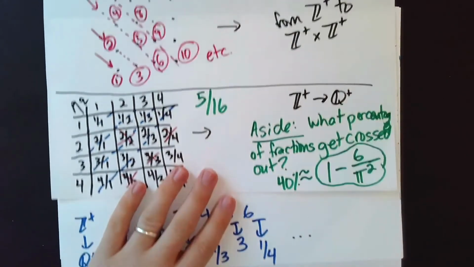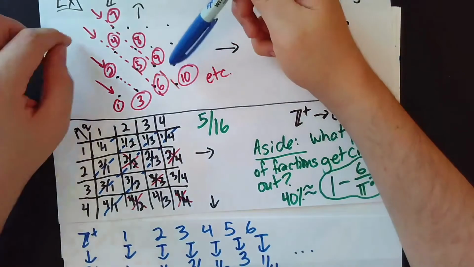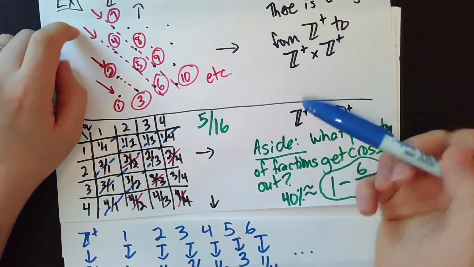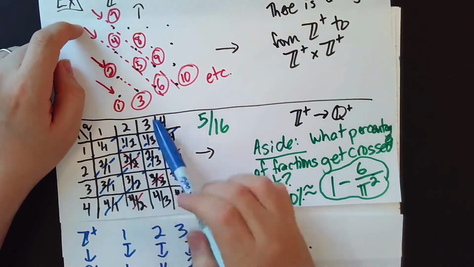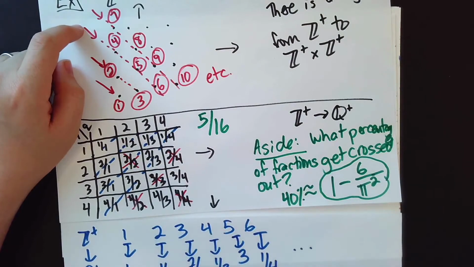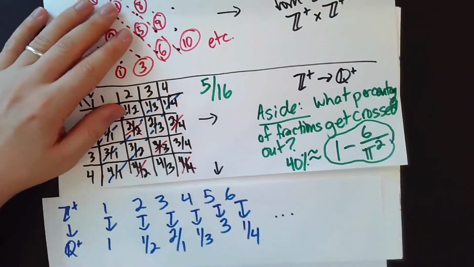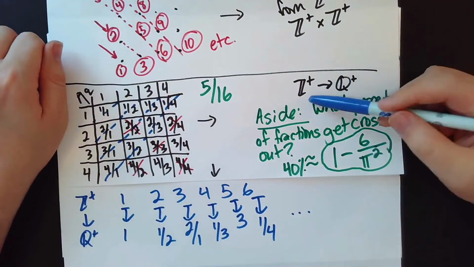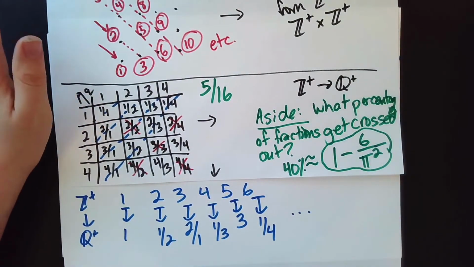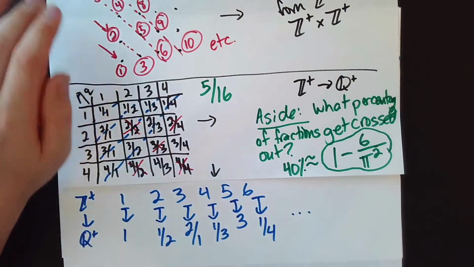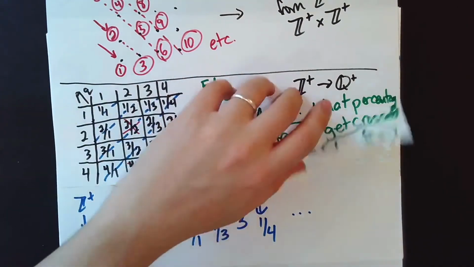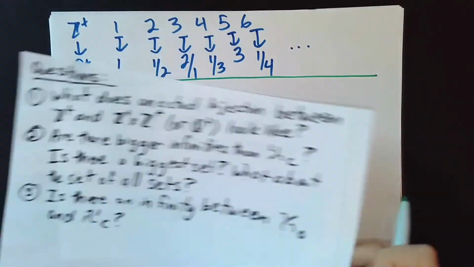And just like we covered all the dots by going down the diagonals up here, similarly by doing these diagonals here, I'm going to cover all the rational numbers, and I'm just going to skip all the ones that aren't in lowest terms, and that will give me a precise bijection between the positive integers and the rational numbers. So that concludes what I wanted to say about question 1.